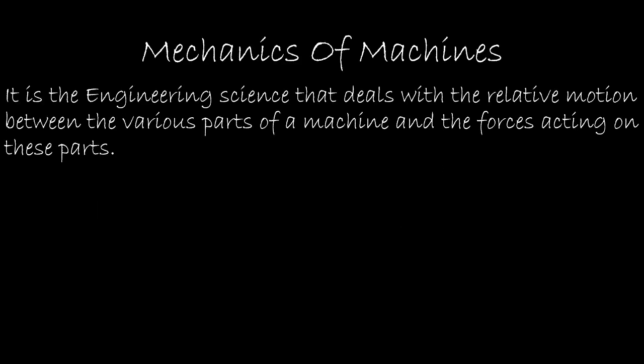In this video, we'll be talking about the introduction to mechanics of machines. Mechanics of machines is simply the engineering science that deals with the relative motion between the various parts of a machine and the forces acting on these parts. And this is due to what's called constrained motion. So it deals with two things: the relative motion between the various parts of a machine and the forces that act on those parts. As I said, it's due to constrained motion.